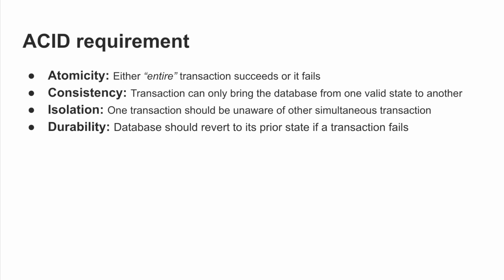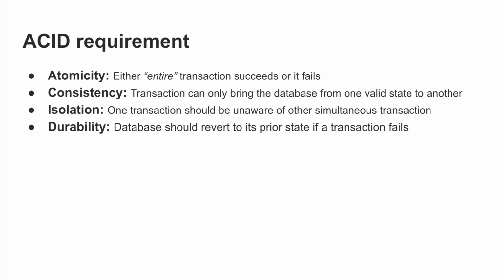Last but not the least, we have the ACID requirement. ACID properties are traditional requirements for a database transaction. In short, what it means is a transaction should be atomic, that is, either the entire transaction should succeed or it fails, and it should not be anything in between. It should also be consistent, meaning that the transaction should not lead to the database going into an invalid state. For example, this could mean that replicas of the same data do not have the same information.